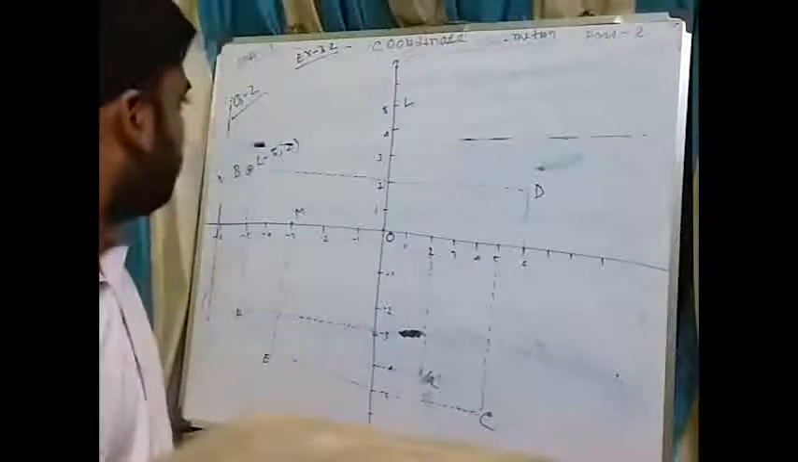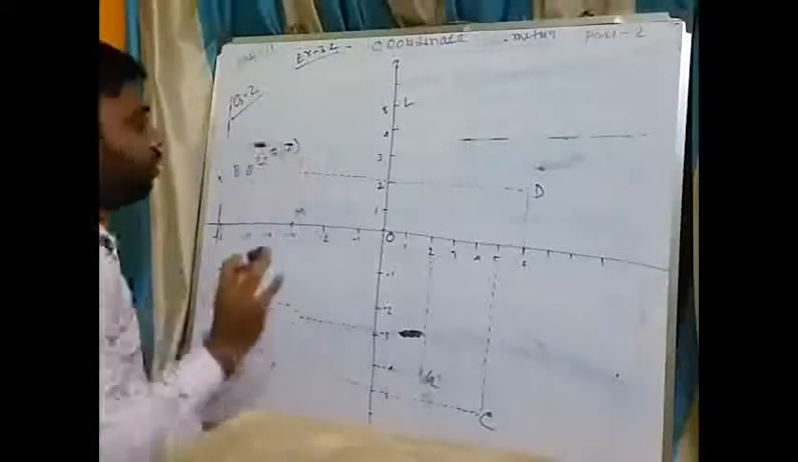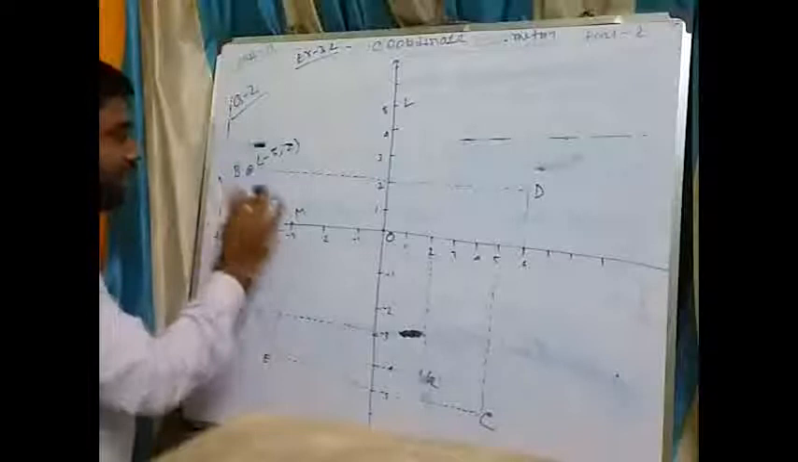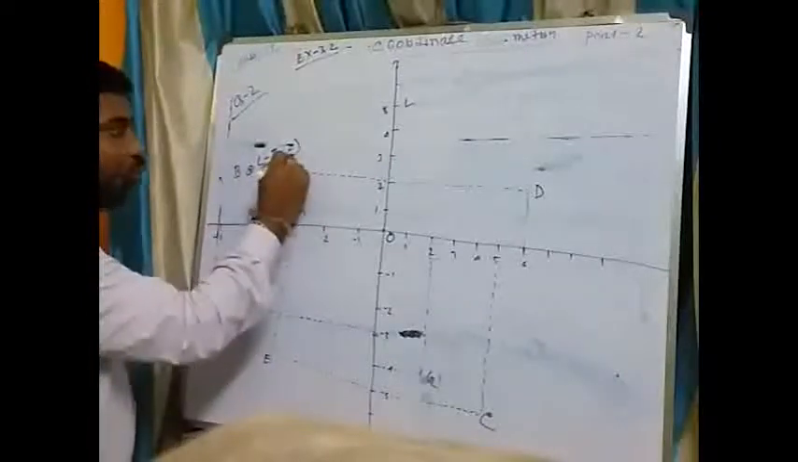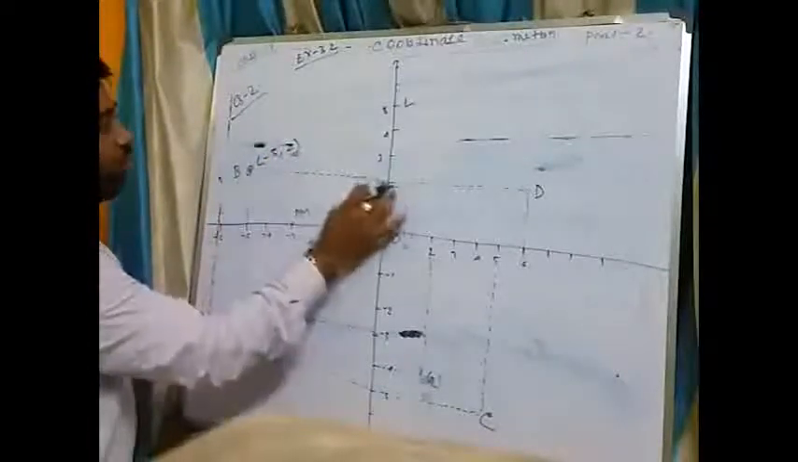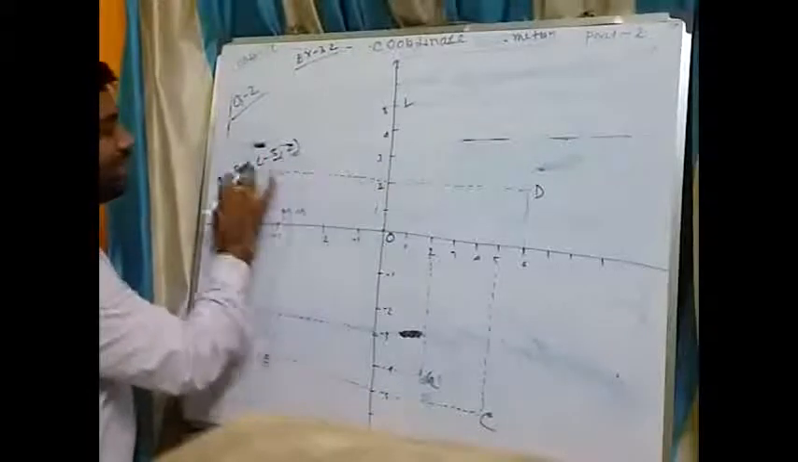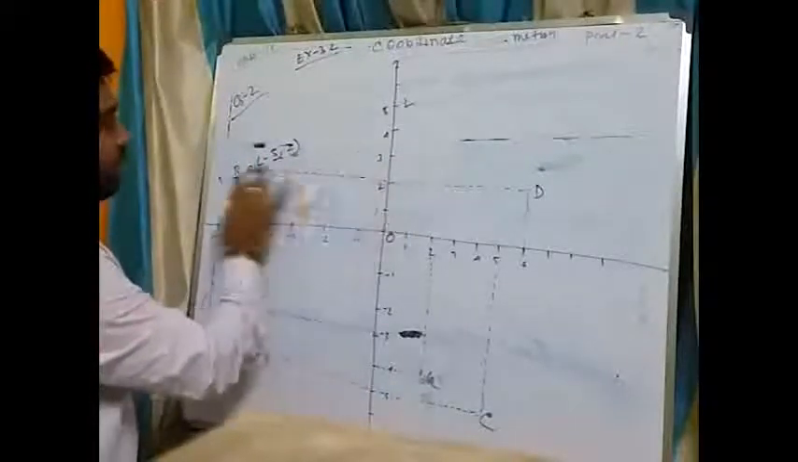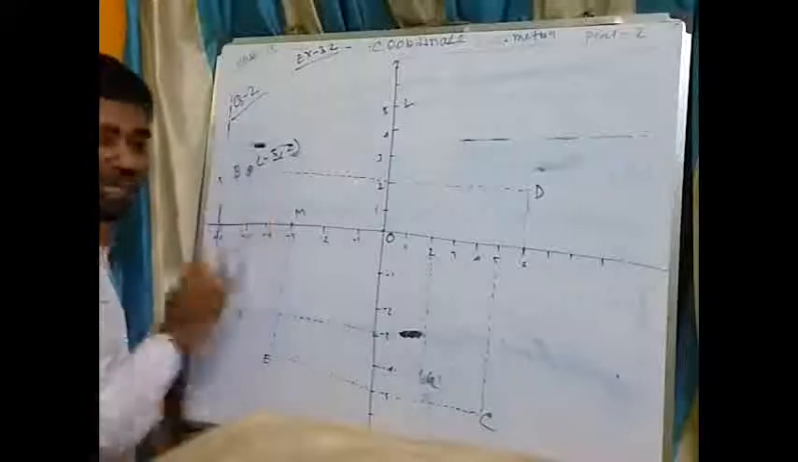So what is the coordinate of B? That is minus 5, 2. It means perpendicular distance from the x-axis is 2, and perpendicular distance from the y-axis is 5. This distance is 5 units, and this distance is 2 units.